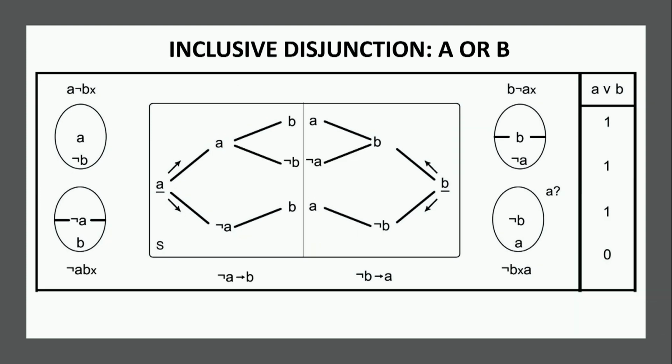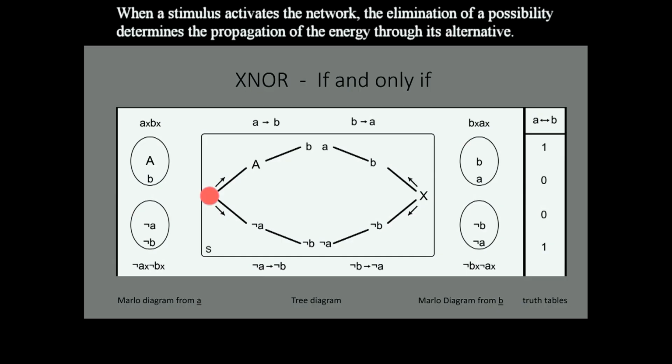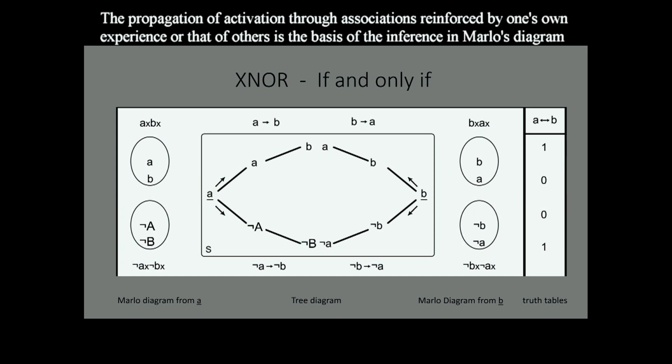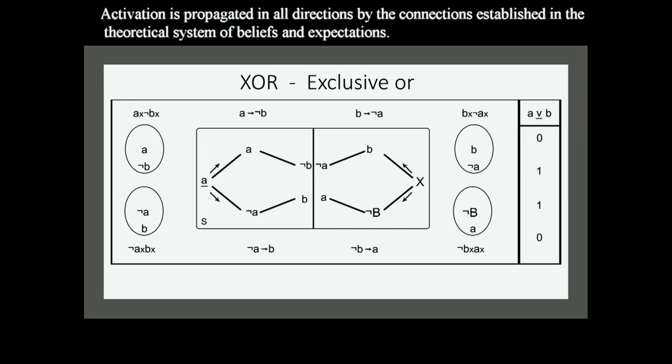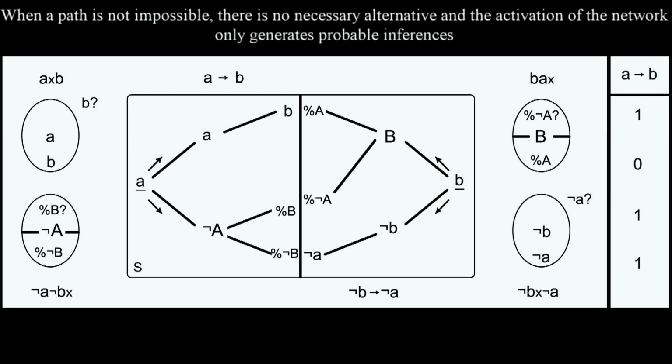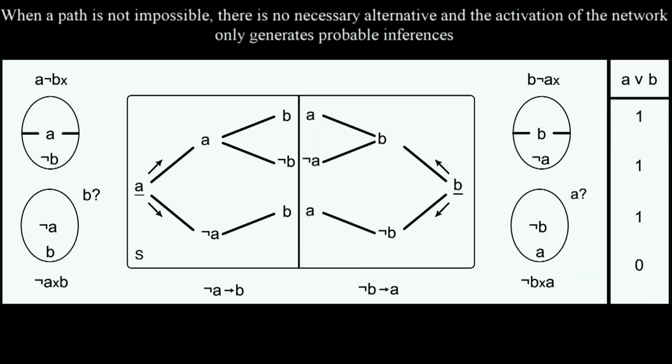It is evident that the law of excluded middle is only now fulfilled at a theoretical level. When a stimulus activates the network, the elimination of a possibility determines the propagation of energy through its alternative. The propagation of activation through reinforced associations is the basis of inference in the Marlo diagram. Activation is propagated in all directions in the theoretical system of beliefs and expectations. When a path is not impossible, there is no necessary alternative, and the activation of the network only generates probable inferences.